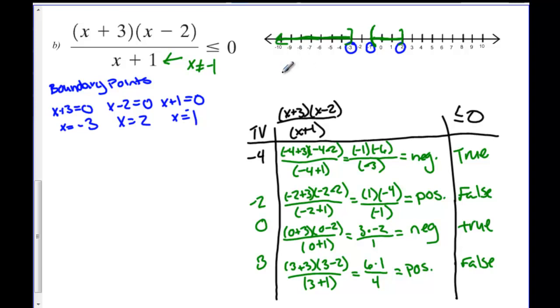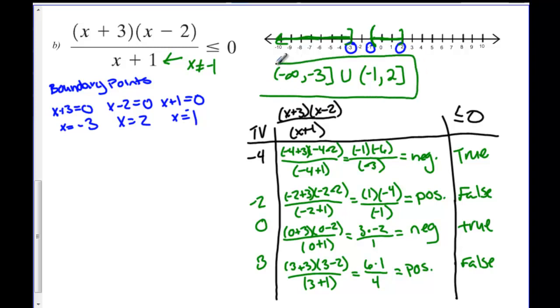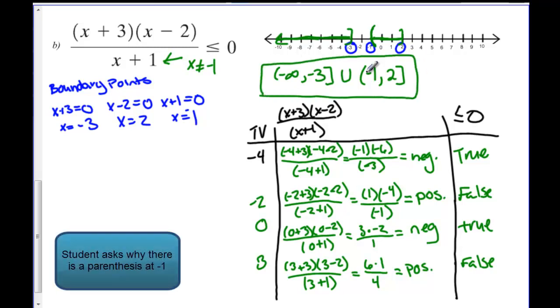So for our answer, what is it in interval notation? Negative infinity to negative 3, bracket. Union, and then parenthesis, negative 1 to 2 with a bracket. Beautiful. The parenthesis for the negative 1?